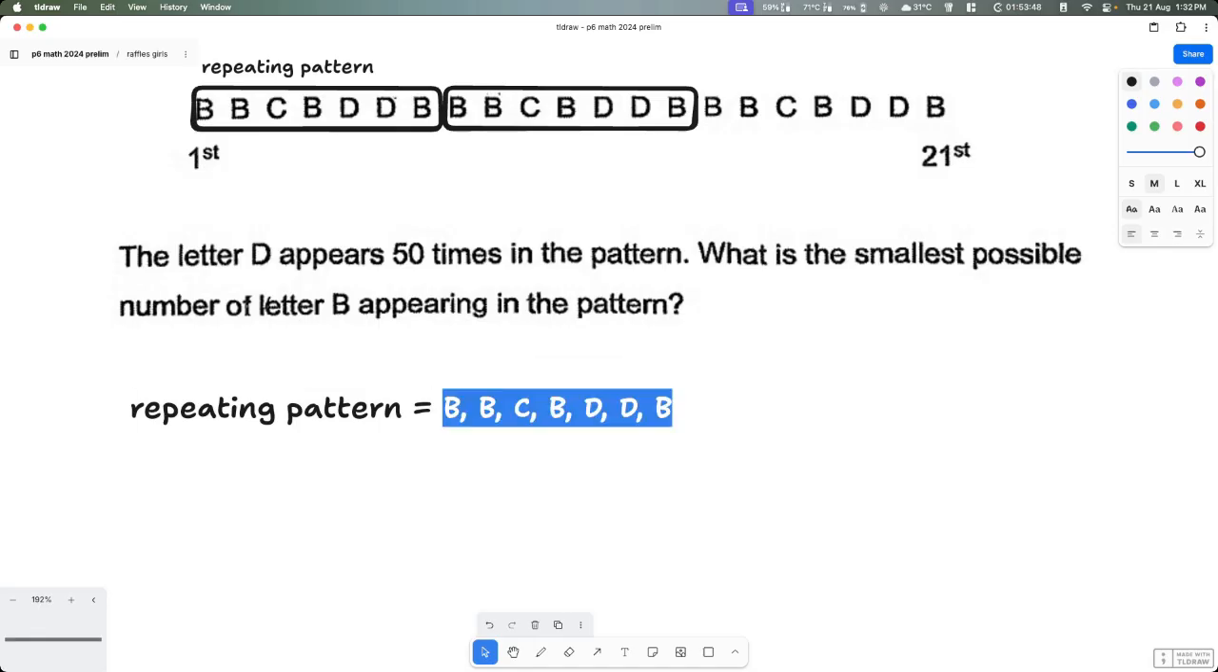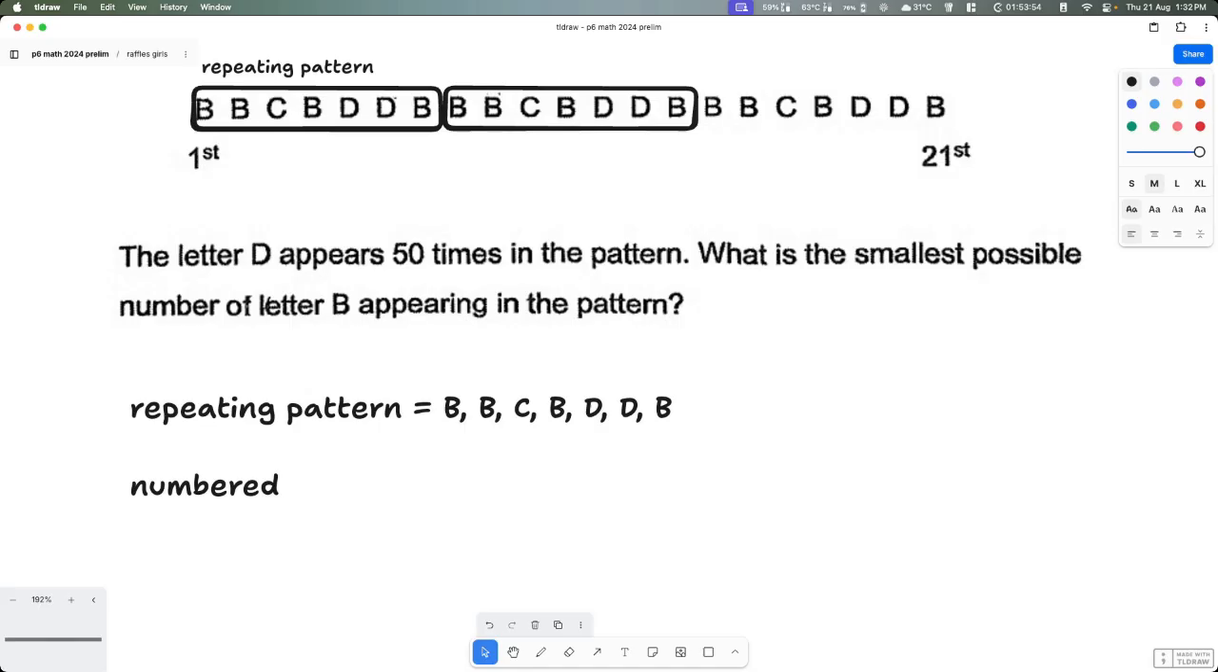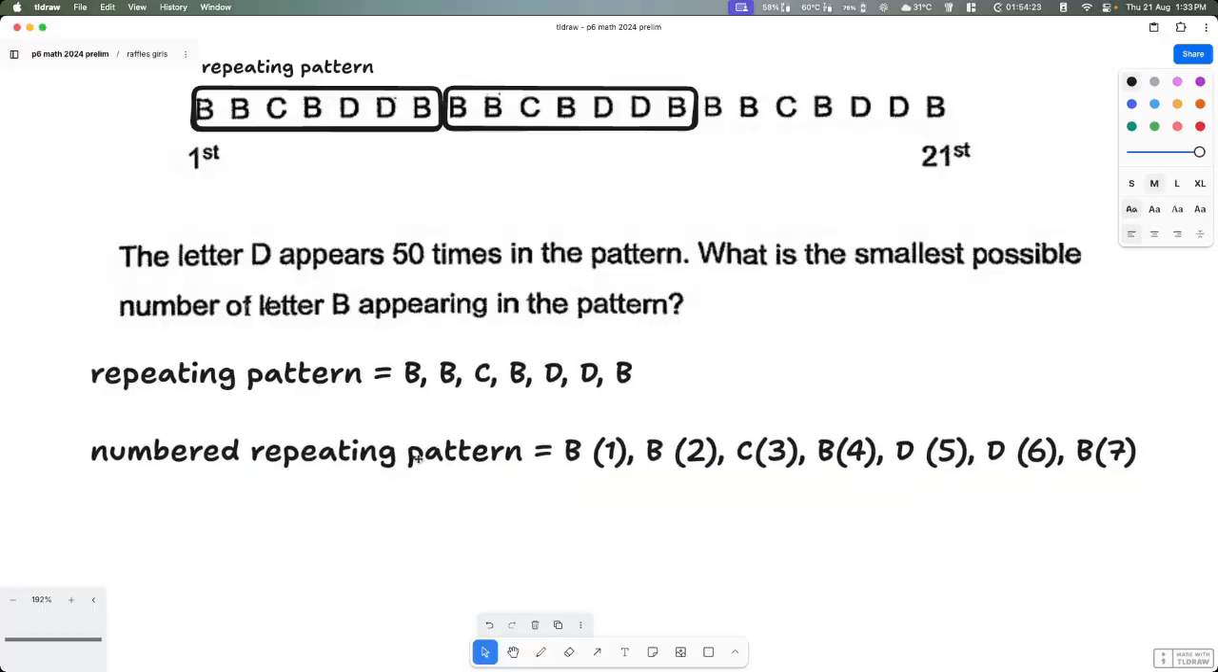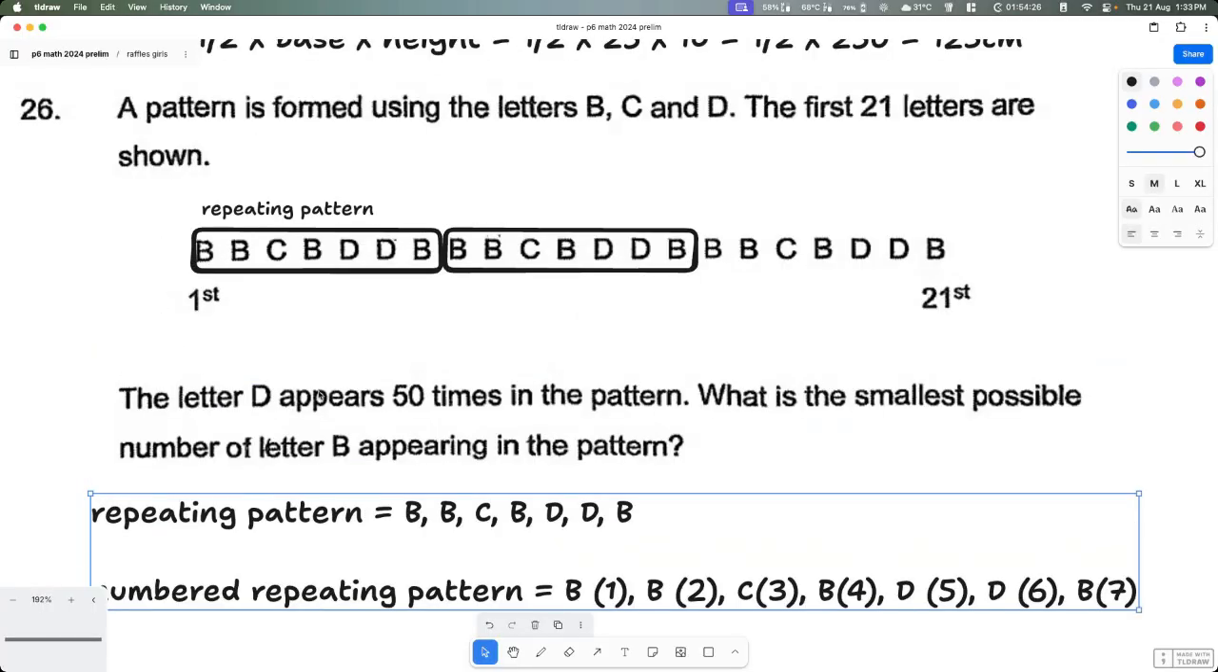Okay. So we want to number the repeating pattern. The first B will be 1, the second B will be 2, then the C, first C is 3, then the fourth is B, right? The fifth is D, the sixth is D, and then 7 is B. The last one is B lah, in this case over here. Okay, so now we have the numbered repeating pattern. The letter D appears 50 times in the pattern, with the smallest number of letter B appearing.